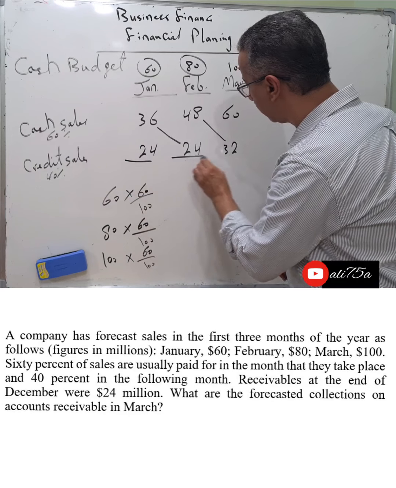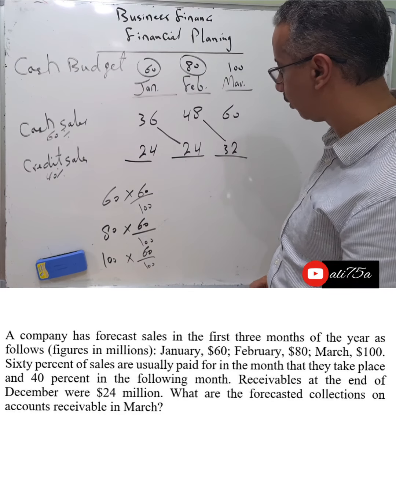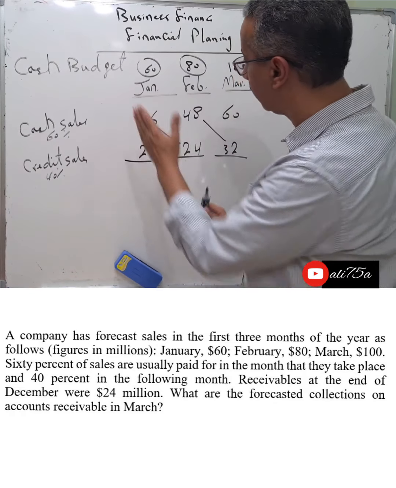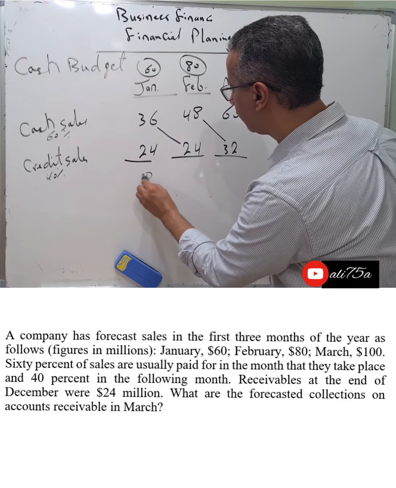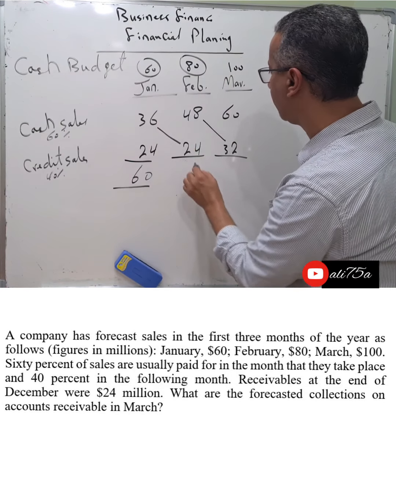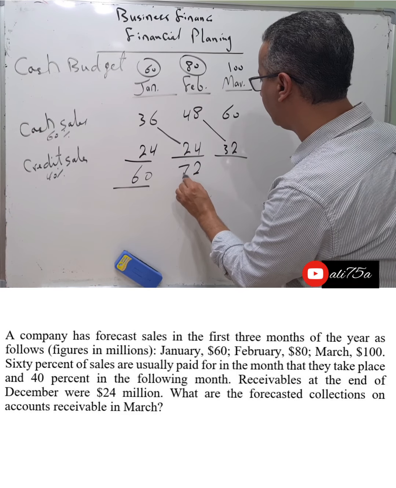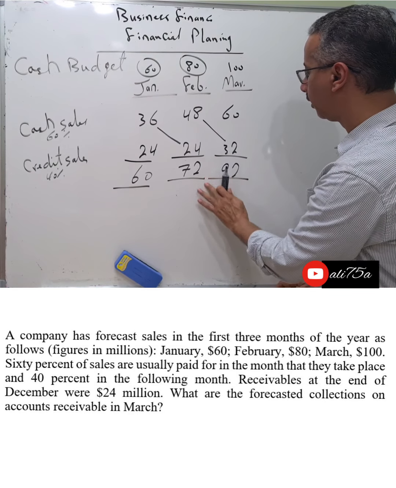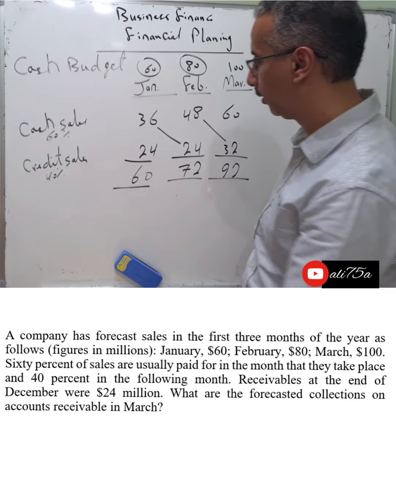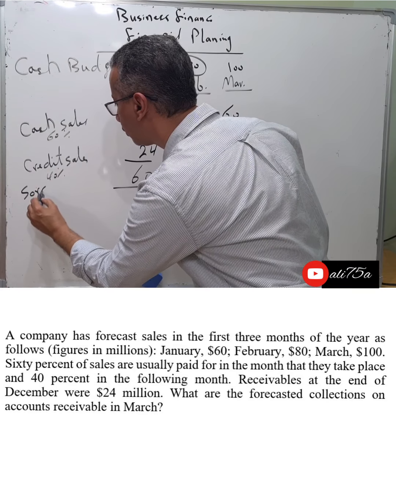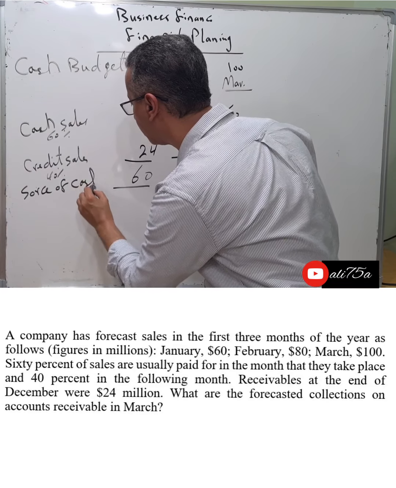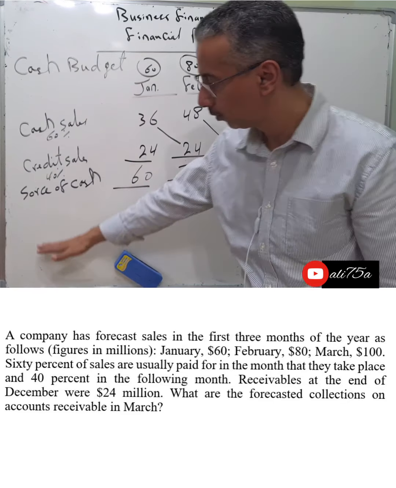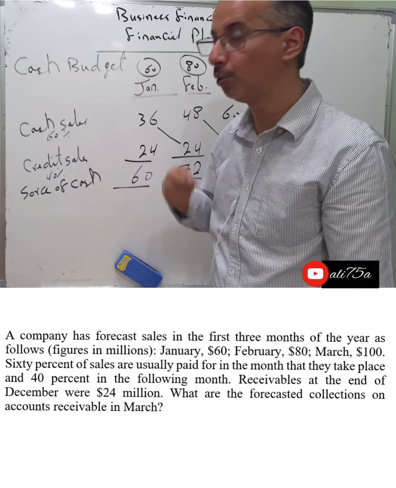Now we can find the forecasted cash source, or the cash that will be collected within the first quarter, within the first 3 months of the year: 60 million in January, 72 in February, and 92 in March. That is the source of cash. If you want to continue to find the cash budget, we have to do the second part, the use of the cash.